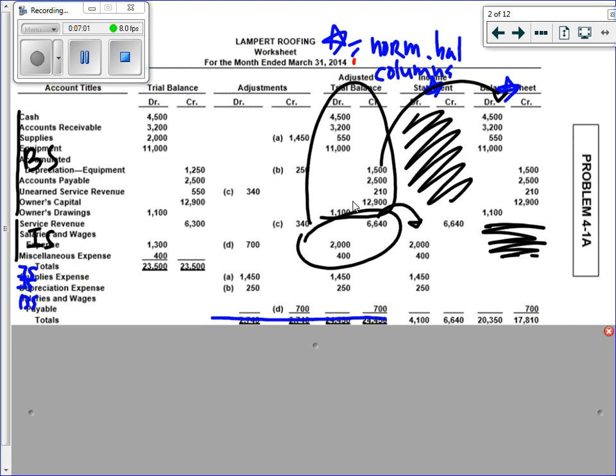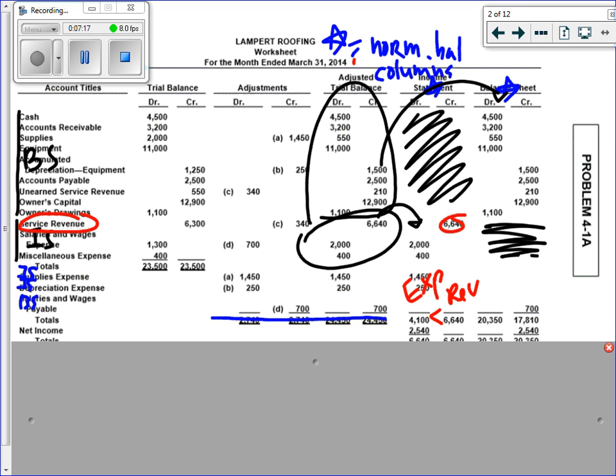Obviously, 6640 is greater than 4100. Well, 6640 is revenue. So our revenue is greater than our expenses, hence the word net income. Do you have net income down there? Fabulous.